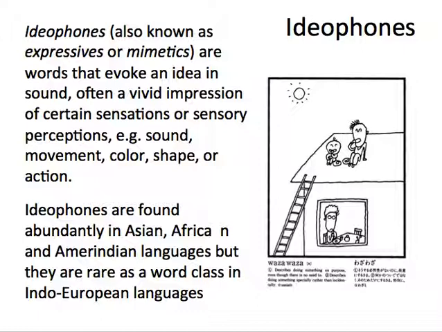And what's interesting is, we heard mention of Saussure, the linguist, earlier. The notion of the arbitrary nature of language is very much based upon Western languages, which don't have a lot of ideophonic language. Ideophones are found more abundantly in Asian, African, and Amerindian languages, but they're really quite rare as a word class in Indo-European languages. There's an example from Japanese, and there are many, many words in Japanese which are ideophonic in this sense.